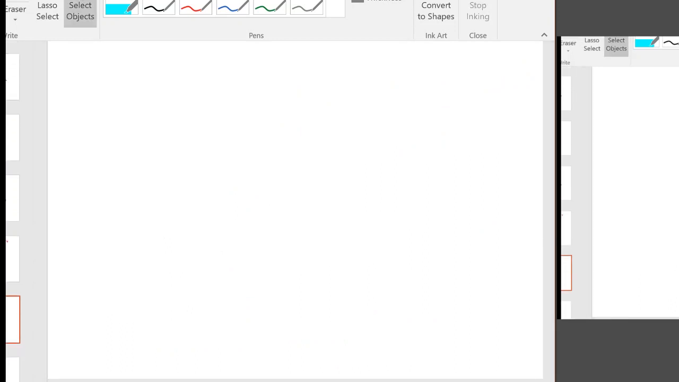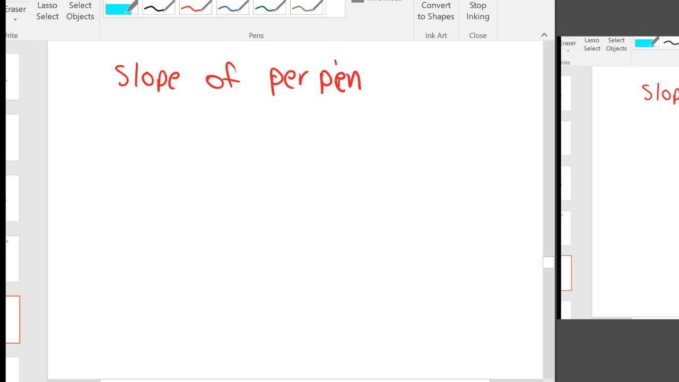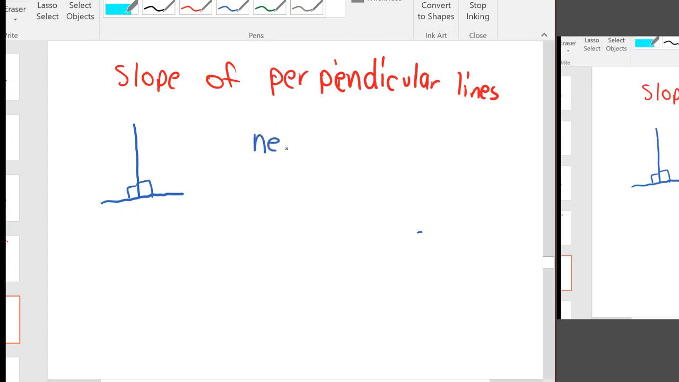I left the next page blank because I also wanted to teach you another trick, and that's going over slope of perpendicular lines. I think this is the spelling. So when you're dealing with slope of perpendicular lines, first let's review what perpendicular is. It's when two lines make a right angle. I know that's a really bad drawing, but they intersect making a right angle. The slope of perpendicular lines will always be the negative reciprocal.